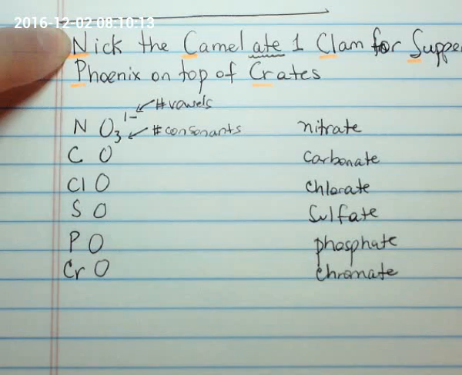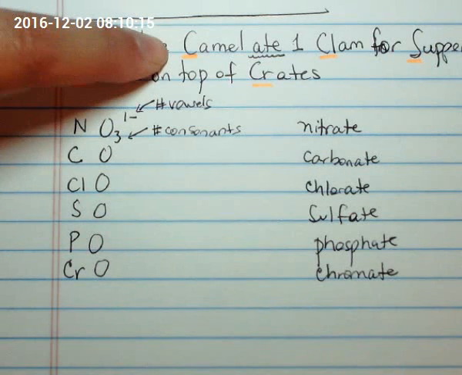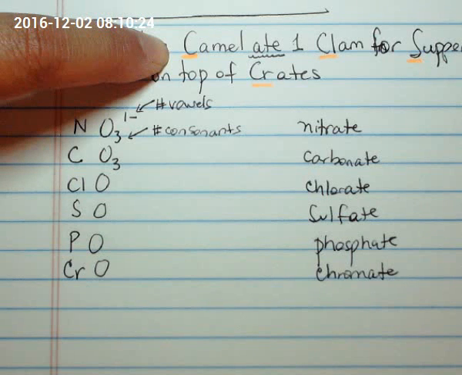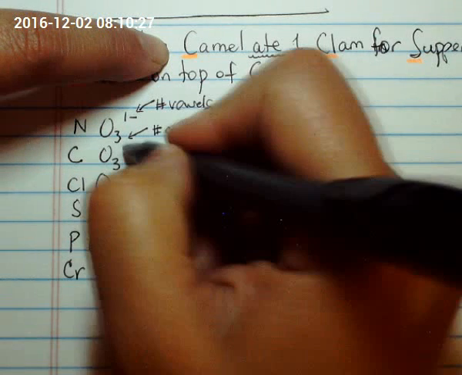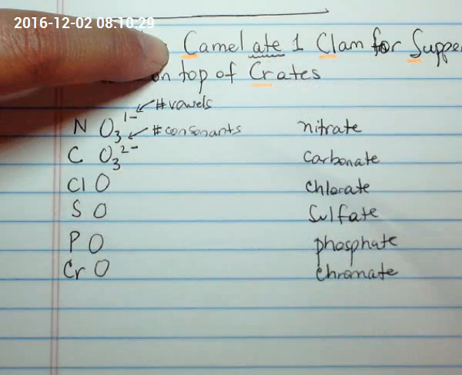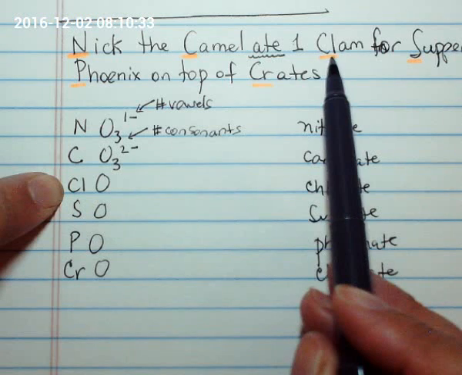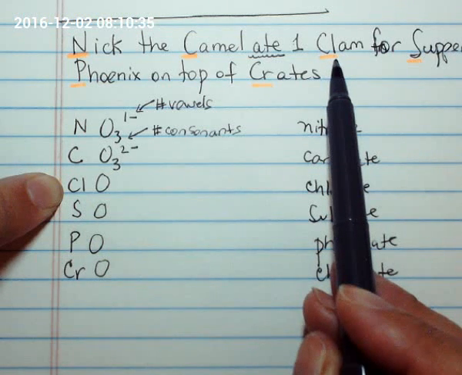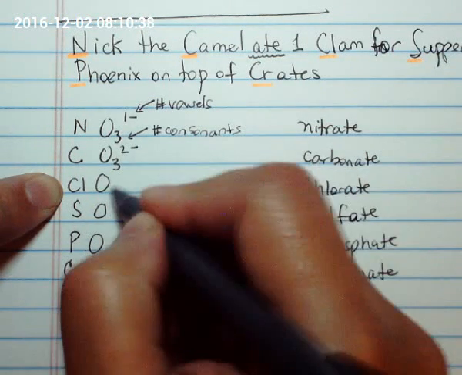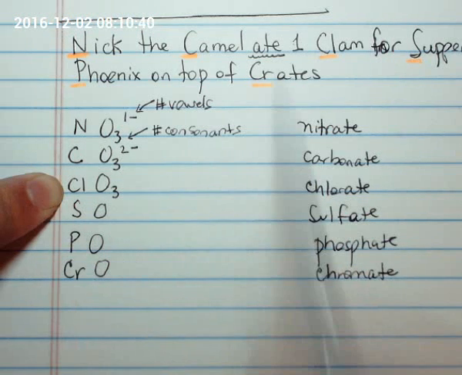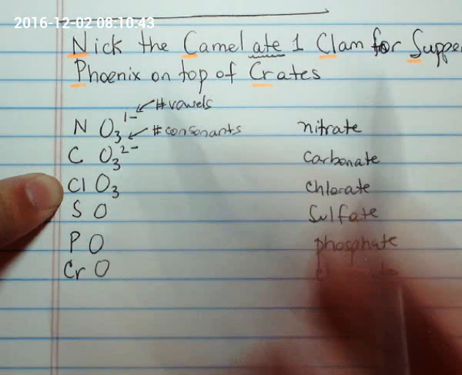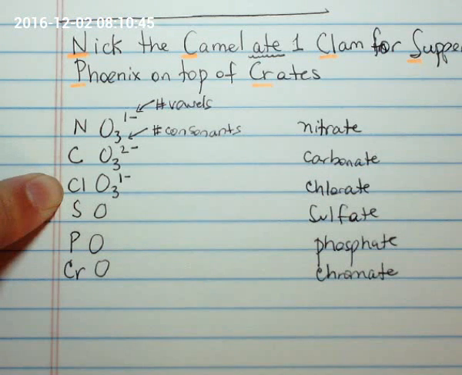Okay, so let's see if you can produce the formula for carbonate. So look at the word camel. How many consonants are there in the word camel? 3 consonants, so that's the number that goes underneath the oxygen. How many vowels do you see? 2. All right, so what's the charge on carbonate? 2 minus. What about in the word clam? How many consonants do you see? 3 consonants. So that's a 3 on the oxygen. How many vowels do you see? 1. So the charge on chlorate is 1 minus.